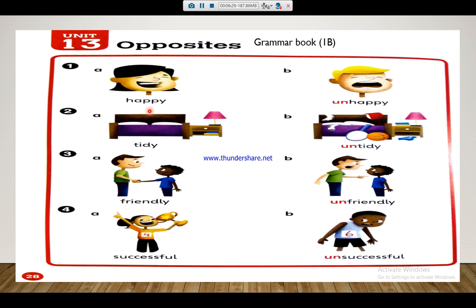Okay, I'm going to read them one more time and I want you to repeat after me. Okay, are you ready? Number one, happy, unhappy. Number two, tidy, untidy. Number three, friendly, unfriendly. Number four, successful, unsuccessful.